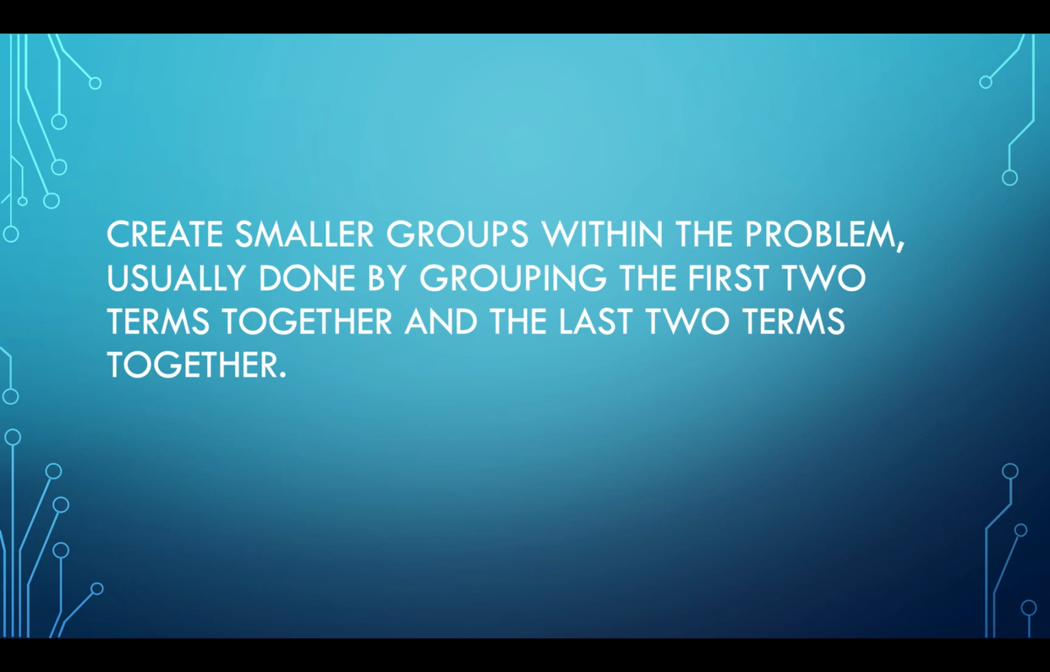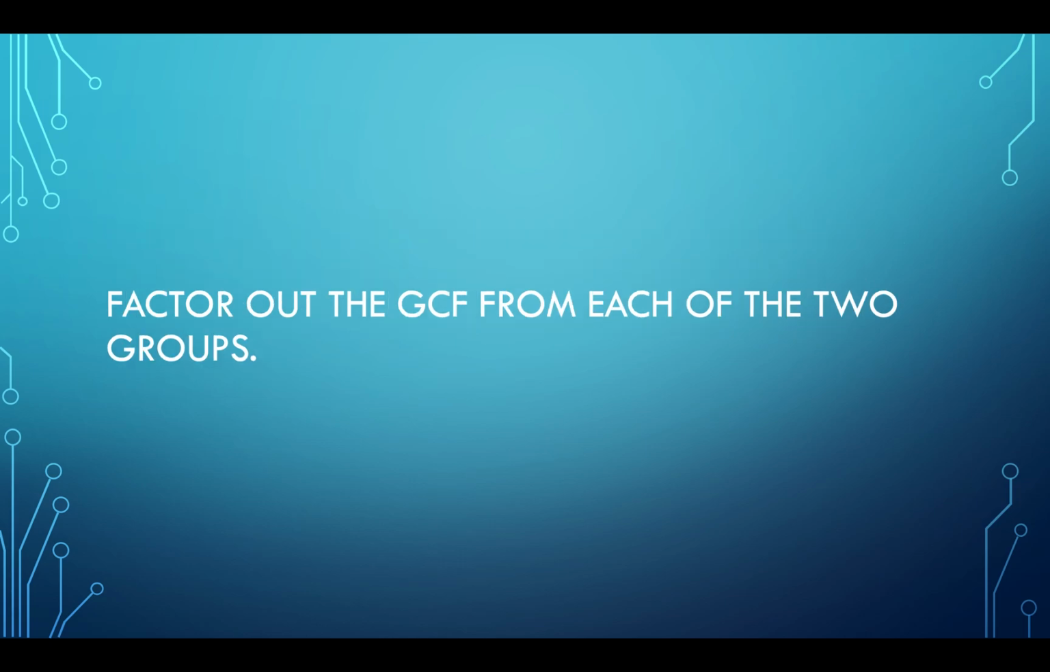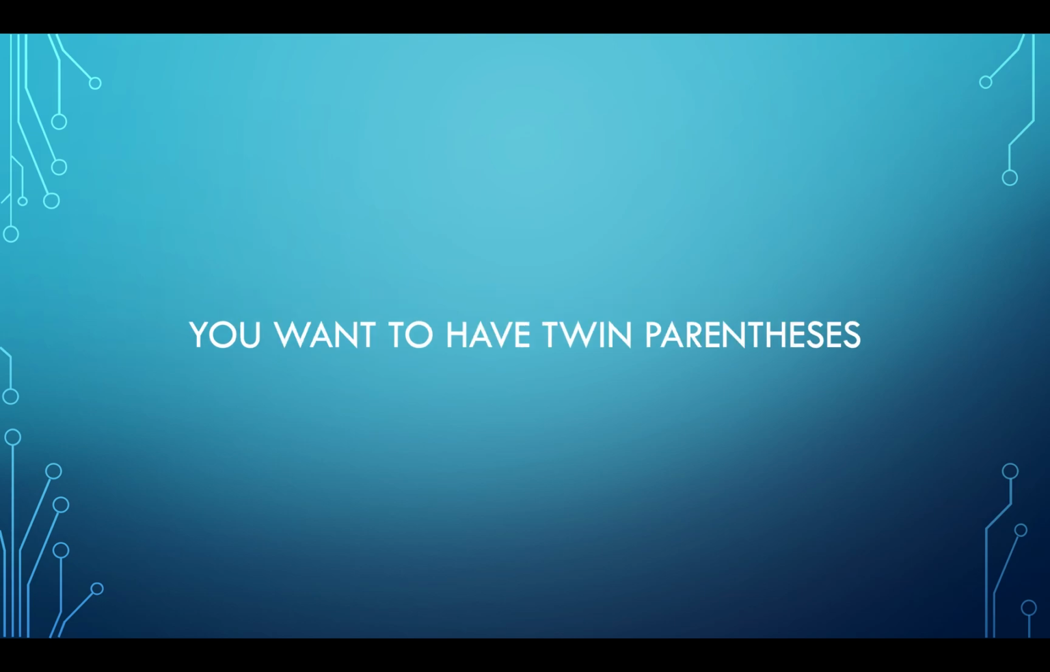We're going to create smaller groups within the problem. This is usually done by grouping the first two terms together and then the last two terms together. So when you see factoring by grouping, you're basically going to have 4 terms. What you want to do is basically chop the problem in half. Do the first 2 by itself and then the last 2 by itself. Then we're going to factor out the greatest common factor from each of the 2 groups. When we do that, you want to have what I like to call twin parentheses. You want what's inside the parentheses to be identical in each of those problems.